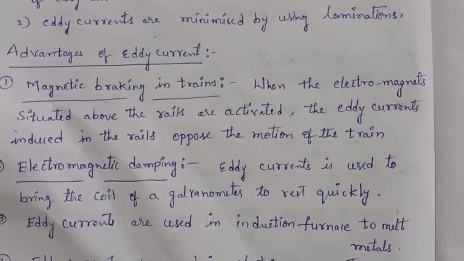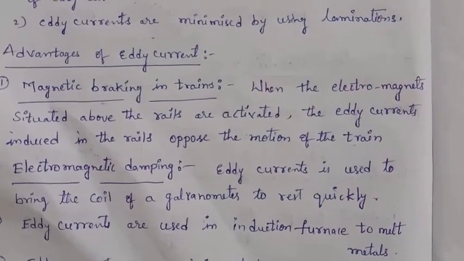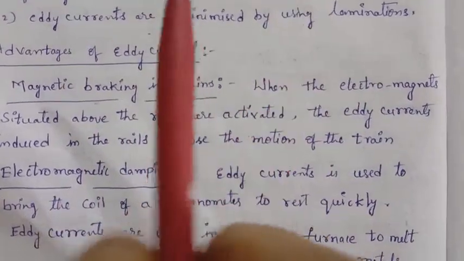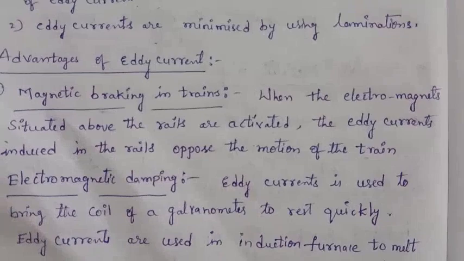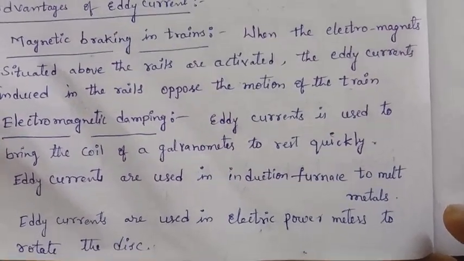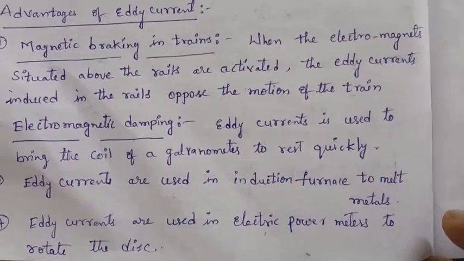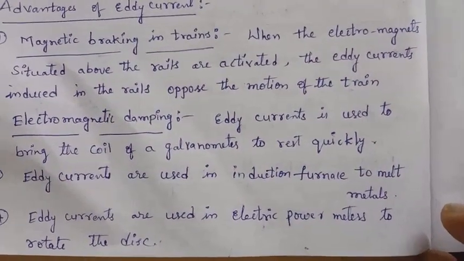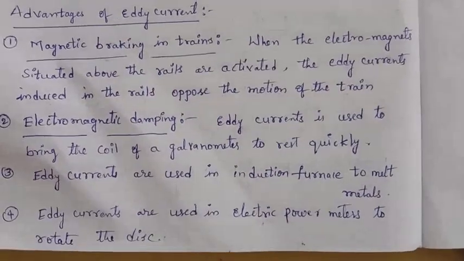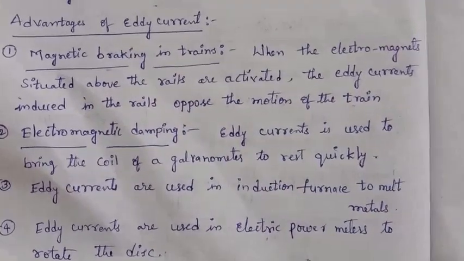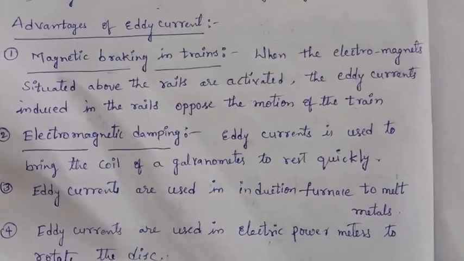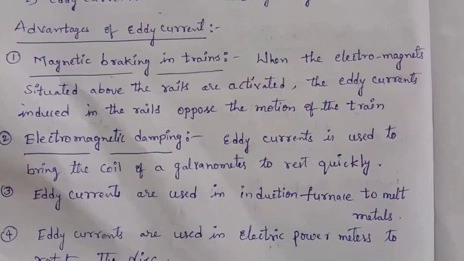Eddy currents are used to bring the coil of a galvanometer to rest quickly. When a galvanometer is doing oscillations like this, it comes to rest quickly. Why? Because of eddy current. Eddy currents are used in induction furnaces to melt metals. Eddy currents are used in electric power meters to rotate the discs. For these applications, you can search YouTube for animated applications of eddy current and observe the animated videos. It is very easy to understand.